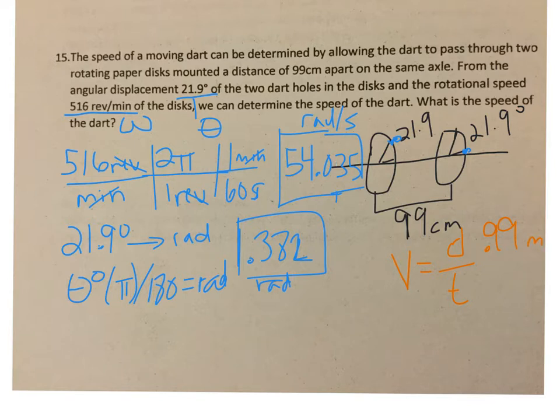Since we didn't convert the last one, we'll go ahead and convert this one for that practice. So 0.99 meters, but do we have a time? No. Can I get time from these other two values that I have? What is the equation that will relate that omega, our radians per second, to our theta, our radians? If our omega is 54.5 and our theta is 0.38, then we can find our time. And once I have that time, I'll be able to plug it in over here to get my velocity.